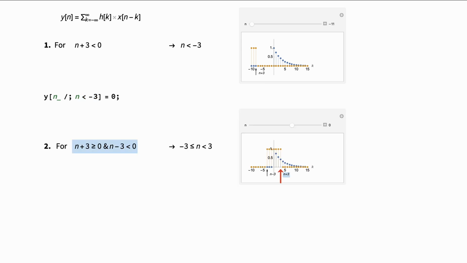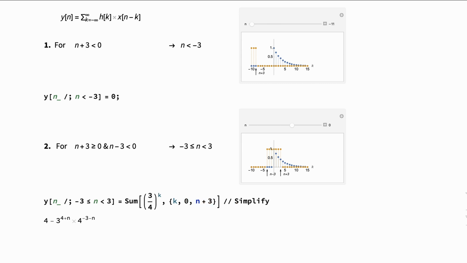But when n plus 3 is greater than or equal to 0 and n minus 3 is less than 0, equivalently n is between minus 3 and 3, we have a partial overlap as you see here. Therefore, the convolution sum can be expressed as shown here, with limits of the sum being 0 on the left side of h[k] and n plus 3 on the right side of x[n minus k]. This gives us the output value for this subregion.